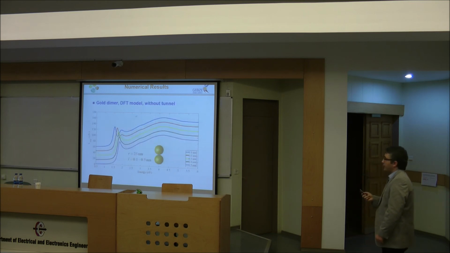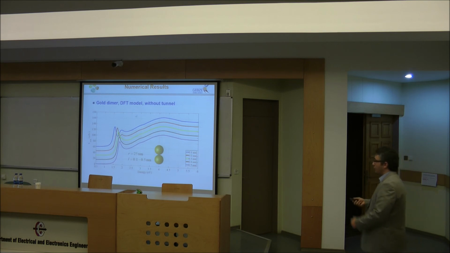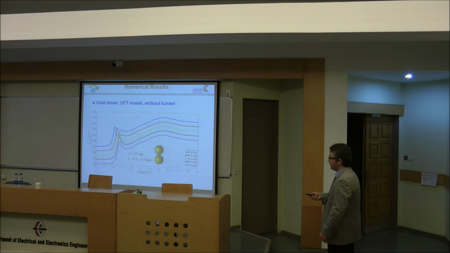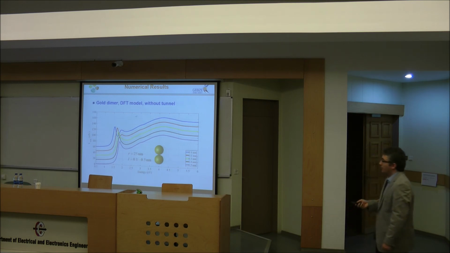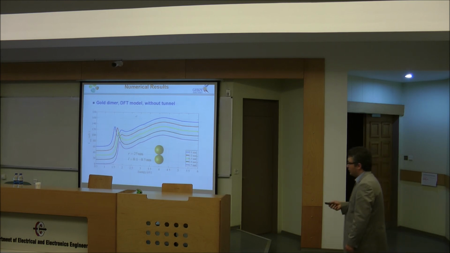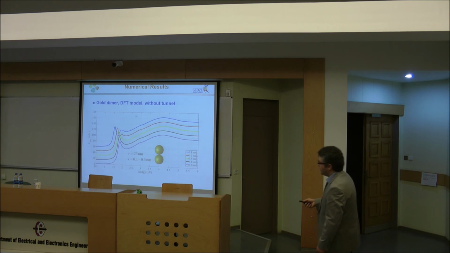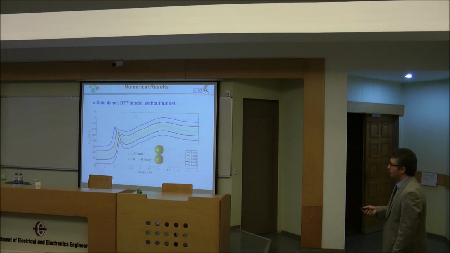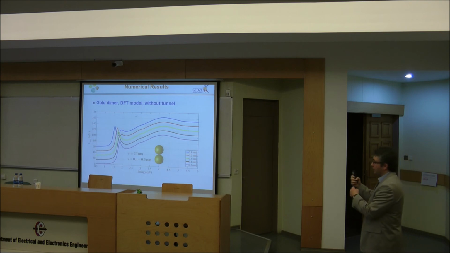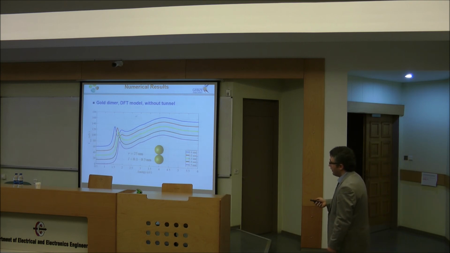And for the second application, we changed the gap. We want to see the effect of the gap from 0.1 nanometer to 0.5 nanometer. Here is a resonance frequency that occurs from 1.8 electron volts to 1.5 electron volts, and it is getting redshifted. And there is another one that appears if the spheres become closer. This is without the tunnel. There is no tunnel case.